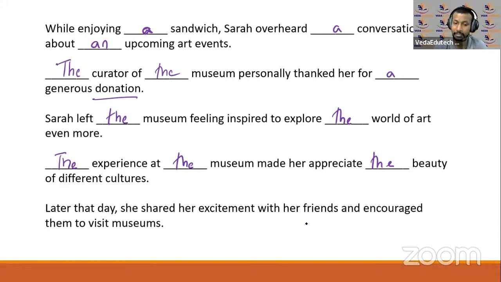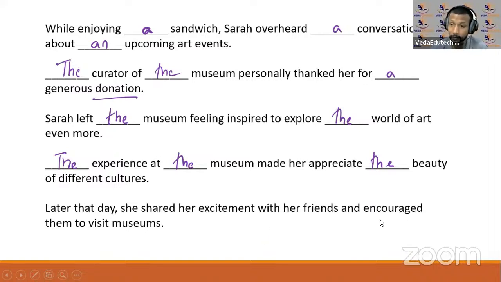Later that day, she shared her excitement with her friends and encouraged them to visit museums. Right? So, I hope it was quite easy. I hope you didn't find anything wrong over here, right? There are some difficult words, ठीक है, थोड़े difficult words हैं, right? Appreciate जो हो जाता है, ठीक है, उसके बारे में अच्छा कहना, tell something good about that, right? There are some words which you can tell.